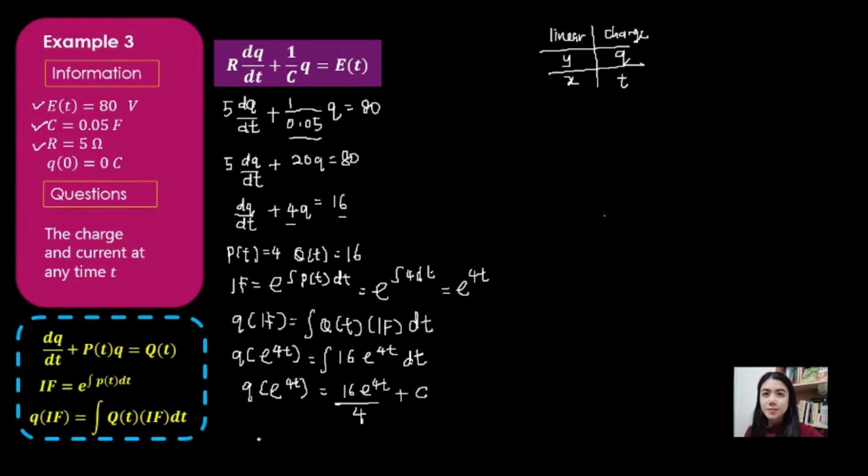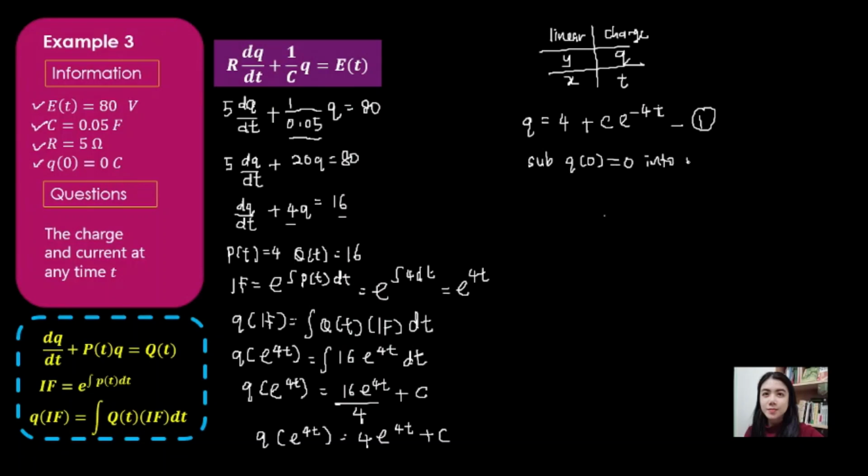If we simplify this, we will have q e^(4t) equals 4 e^(4t) plus c. Now divide all the terms by e to the power of 4t. So we have q equals 4 plus c e^(-4t). Let's name it as equation number 1. You need to figure out your value of c, so that is through this information: we substitute q(0) equal to 0 into equation number 1.